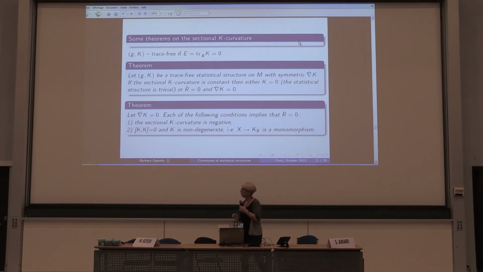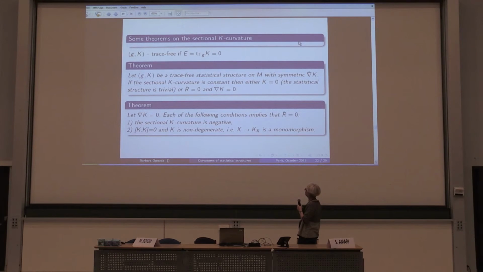Then I would like to present some theorems on the sectional K curvature. For instance, we have a trace-free statistical structure on M with symmetric nabla hat K. If the sectional K curvature is constant, then either K is equal to 0, that means the structure is trivial, or the underlying Riemann structure is flat.